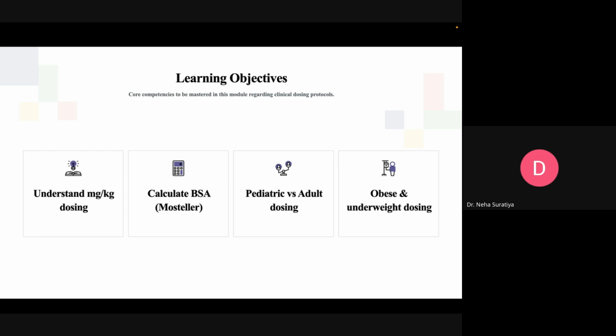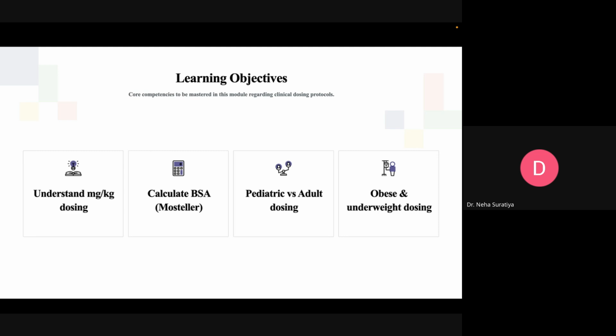By the end of this lecture you should be able to understand the very first box: mg by kg dosing, that is weight based, right? This means you should clearly know what this milligram per kilogram represents, how it is calculated, why it is commonly used, especially in pediatrics, and what the high risk drugs are in which we can calculate mg by kg dosing appropriately, right? That is our first learning objective.